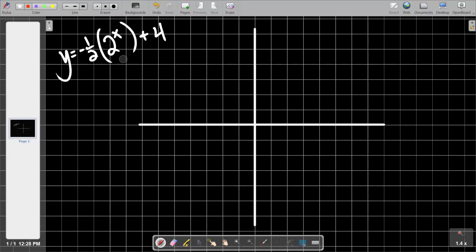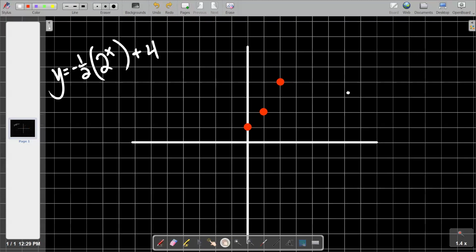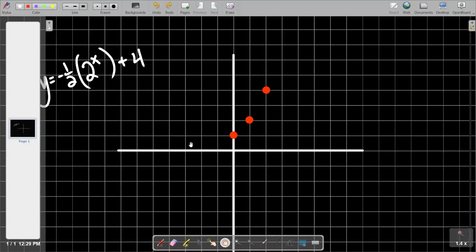So if we just graph y equals 2 to the x, 2 to the 0 is 1, 2 to the 1 is 2, 2 to the 2 is 4. And I got to be honest, we could do a few more, but we don't need a ton. So maybe I'll do one more. If I do 3, 2 to the 3rd is 8.